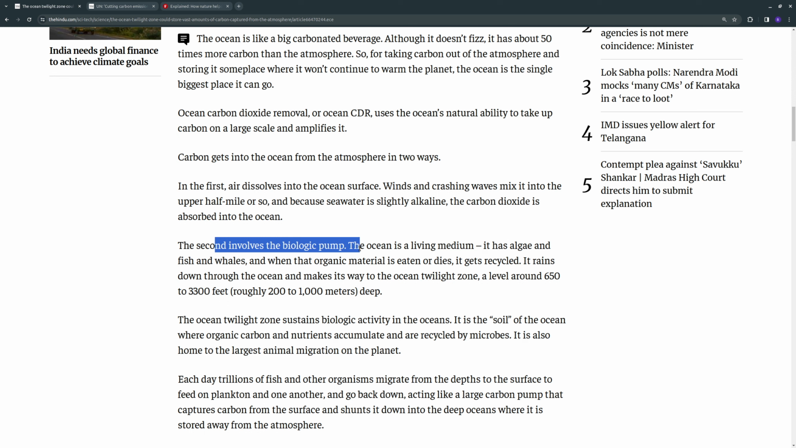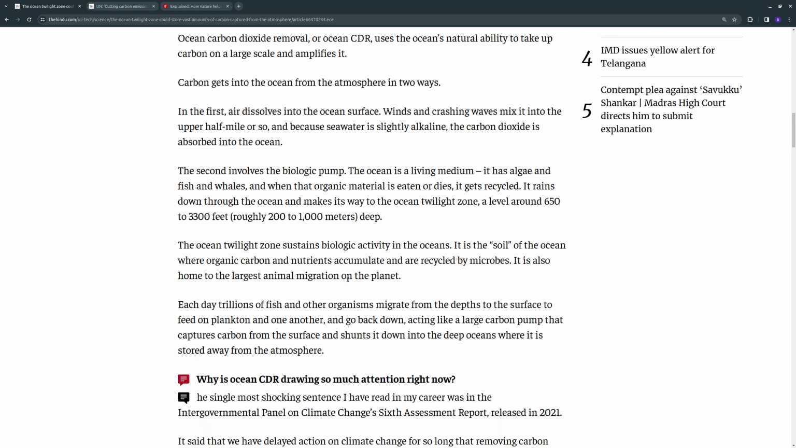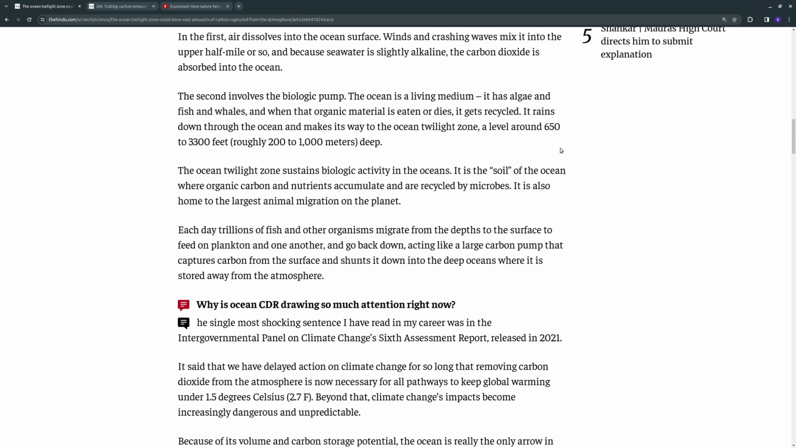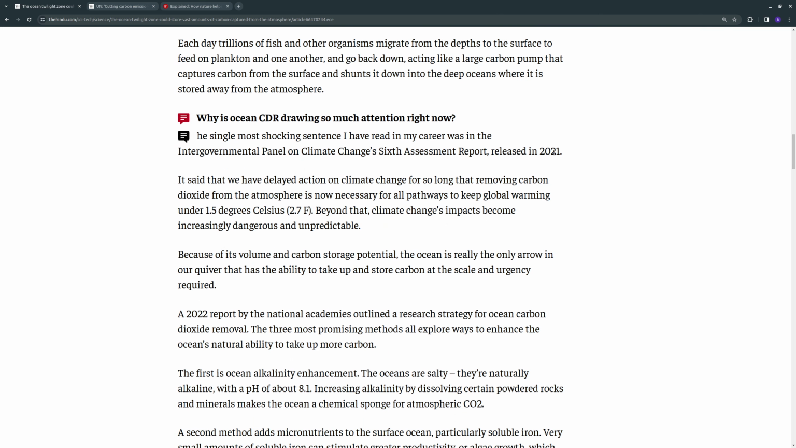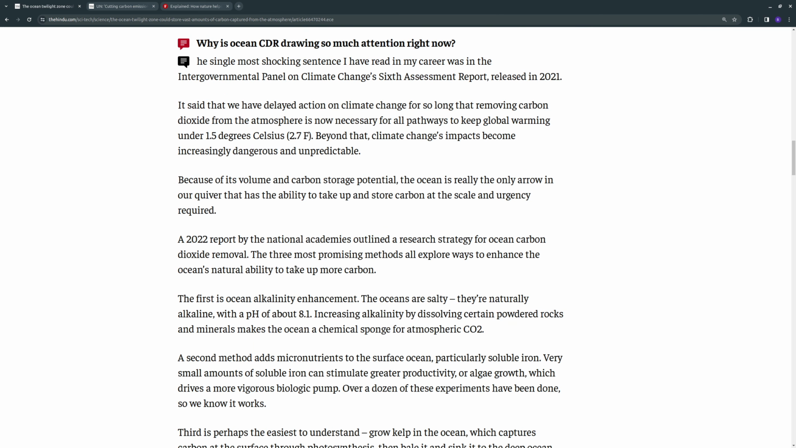And the second involves the biologic pump. The ocean is a living medium. It has algae and fish and whales, and when the organic material is eaten or dies, it gets recycled. It rains down through the ocean and makes its way to the ocean twilight zone. So that is also mentioned. And here it is saying the three most promising methods all explore ways to enhance the ocean's natural ability to take up more carbon.